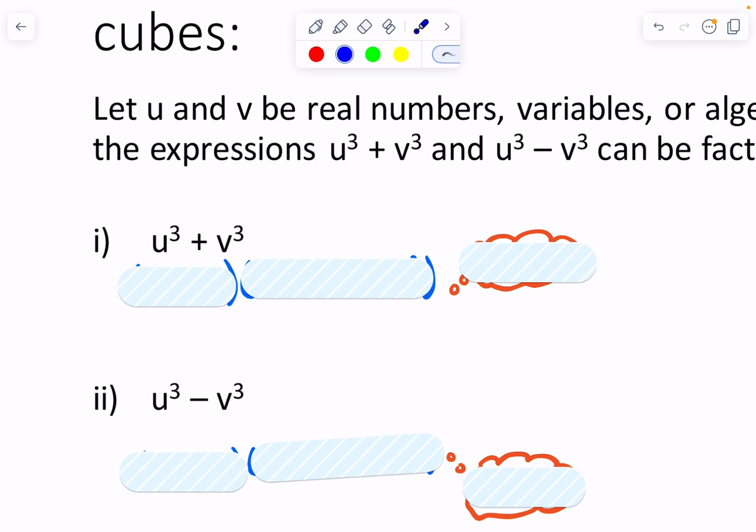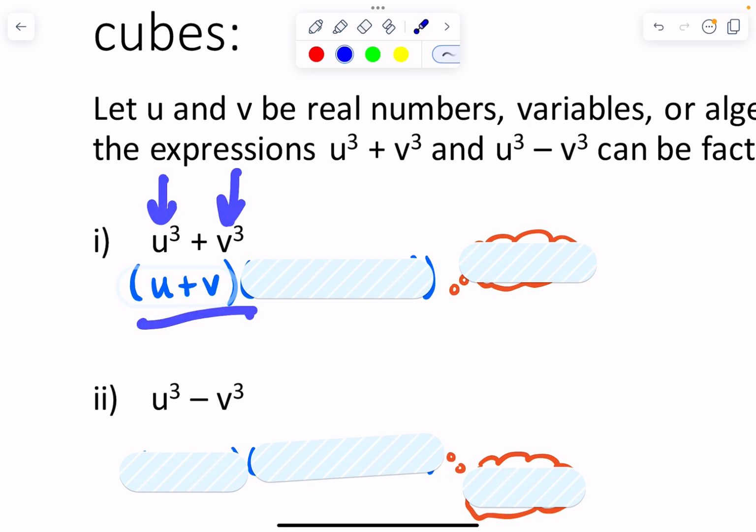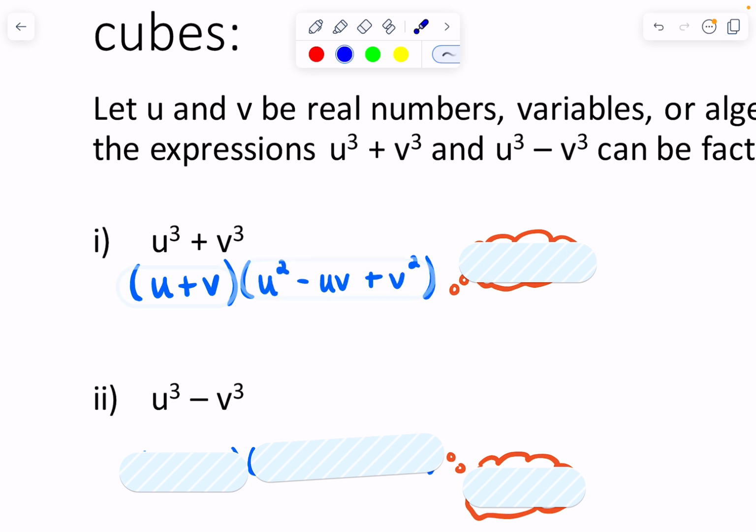So you're going to take the cube root of u and the cube root of v, and you're going to have that with an addition sign in between each other. Then for this next parentheses, you'll have u squared minus the product of u and v plus v squared. You want to think about the signs, how it's going to be plus, minus, plus. So plus, minus, plus. This is for when you have addition.